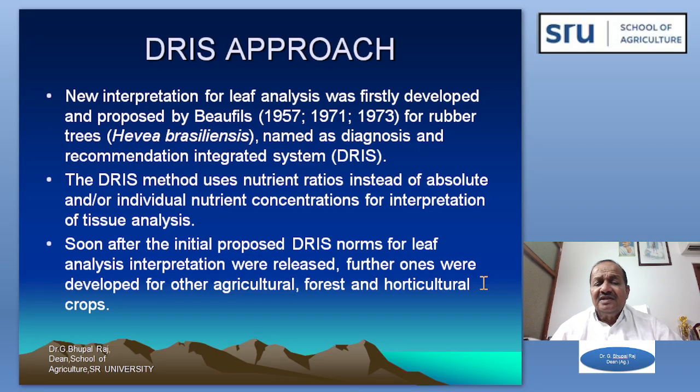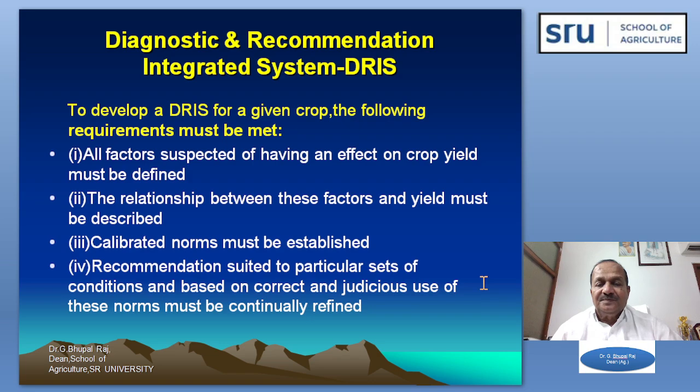In this method, what is done is it uses the nutrient ratios instead of absolute or individual nutrient concentration for interpretation of the tissue analysis. Earlier, we have seen that nutrient ratios are there, but not only individual nutrient ratios, one particular ratio in relation to the other nutrient ratios will be taken care of in the DRIS method. Soon after the initial proposed DRIS norms for leaf analysis interpretation were released, many more norms were developed for other agriculture, forest, and horticulture crops also.